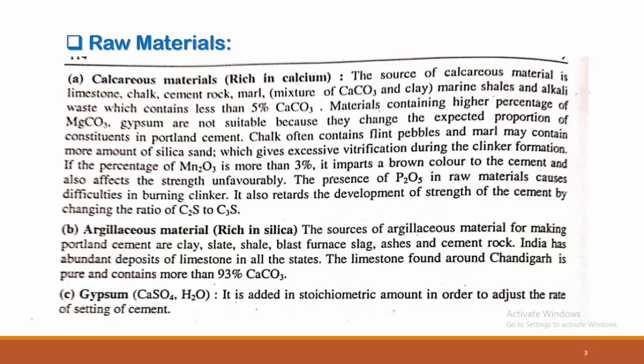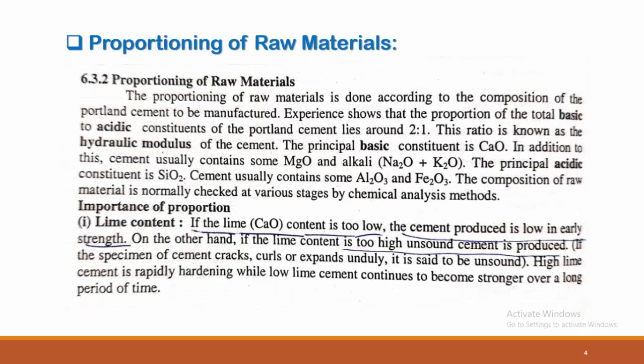So here we can see the basic raw materials for the manufacture of Portland cement. One is the calcium-rich material, that is calcareous material, the second is the argillaceous material, that is rich in silica, and the third one is gypsum. These are the three important raw materials for the manufacture of Portland cement. Next is proportioning of the raw materials.